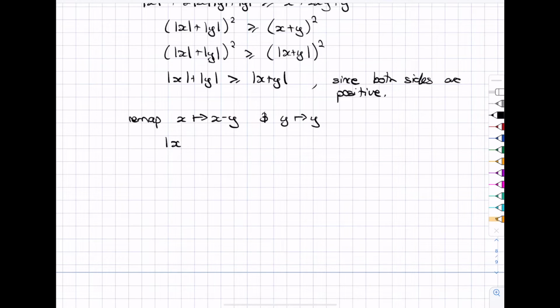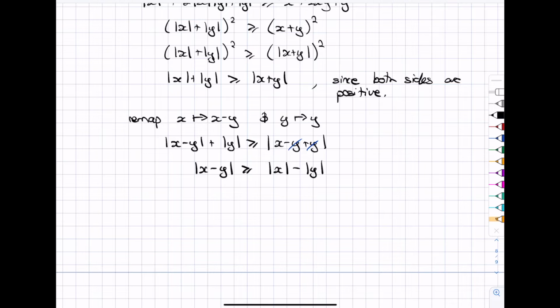So we end up with the absolute value of x minus y plus the absolute value of y is greater than or equal to the absolute value of x minus y plus y. Of course, here we can see that negative y plus y cancels out, and I'm left with the absolute value of x on the right-hand side. I'm also going to move this absolute value of y to my right-hand side, and I end up with the absolute value of x minus y is greater than or equal to the absolute value of x minus the absolute value of y, which is very close to what I want to get. It's just missing one thing, which is having absolute values around that difference.